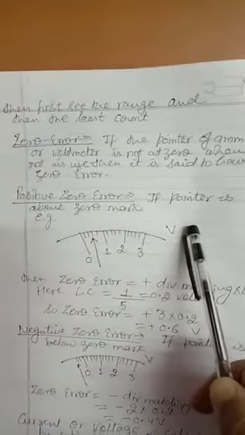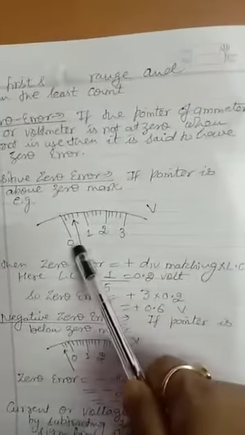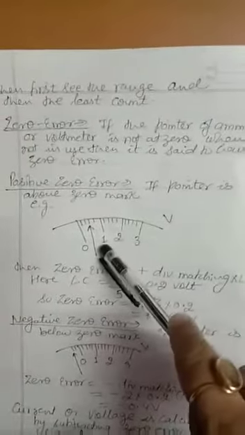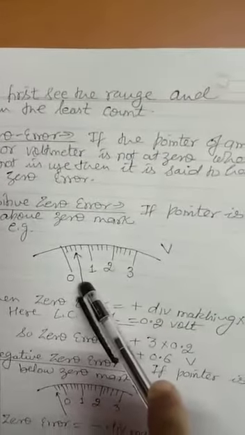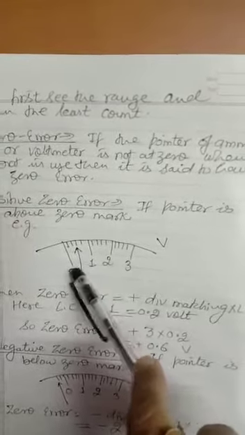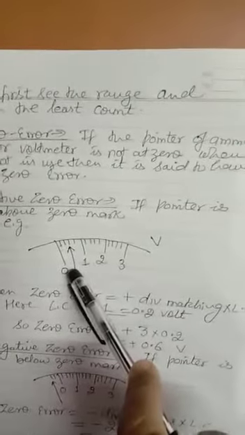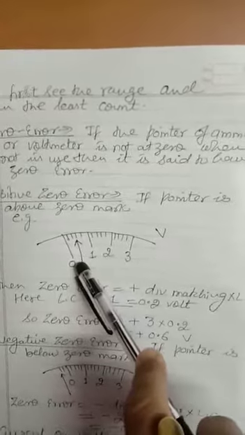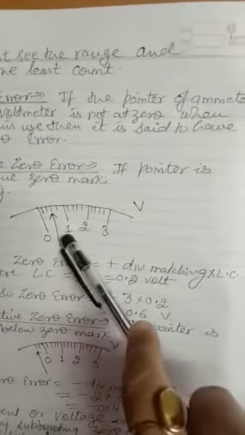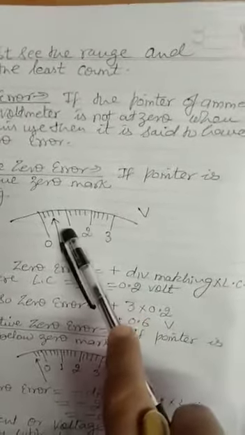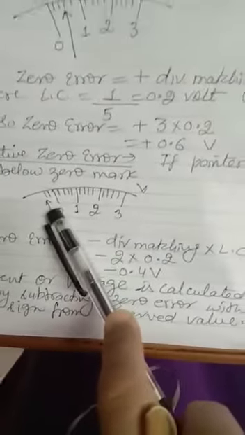Next thing is zero error. Normally, if we are not using the voltmeter or ammeter in the circuit, the scale always starts from 0. But if, with frequent use of the instrument, the zero point of the instrument is not at 0, meaning the pointer is not at 0 when it is not connected in the circuit, then the instrument is said to have zero error. It can be positive or negative. If the pointer is ahead of 0, like in this case, the zero error is called positive. If it is below 0, it is called negative.